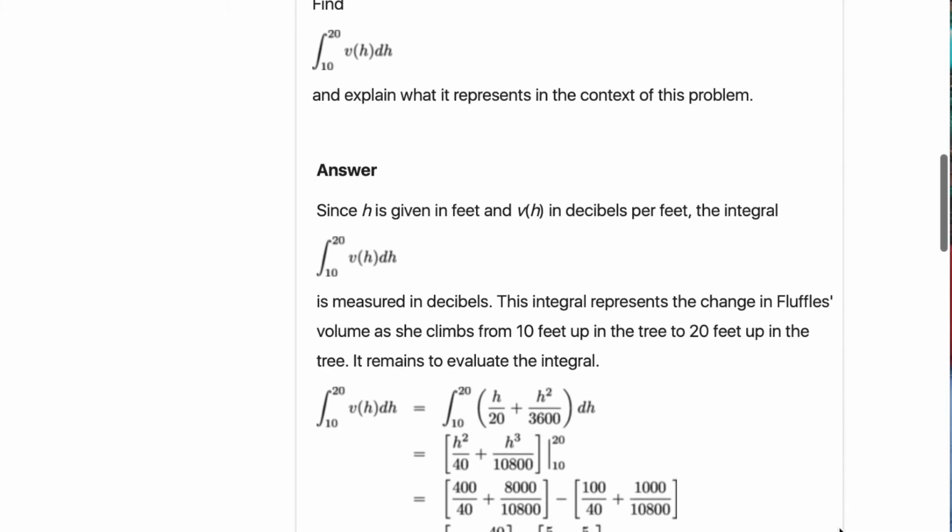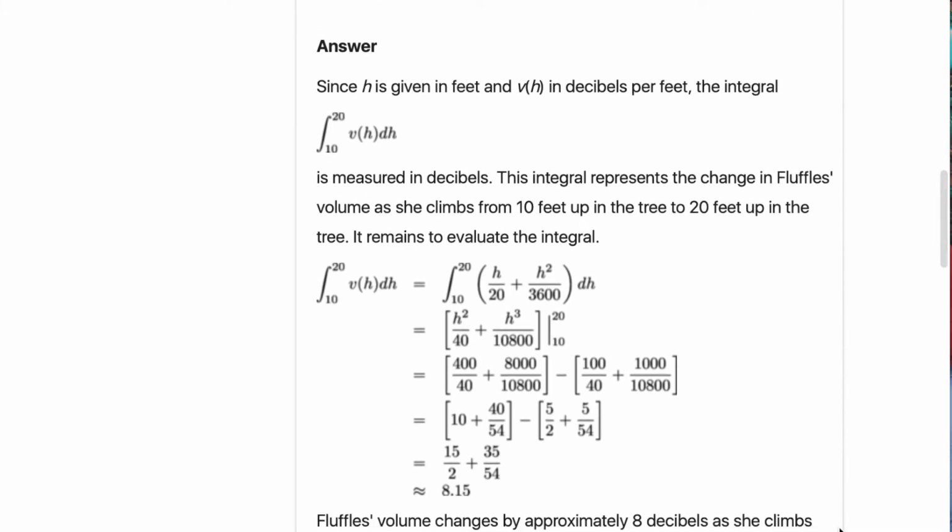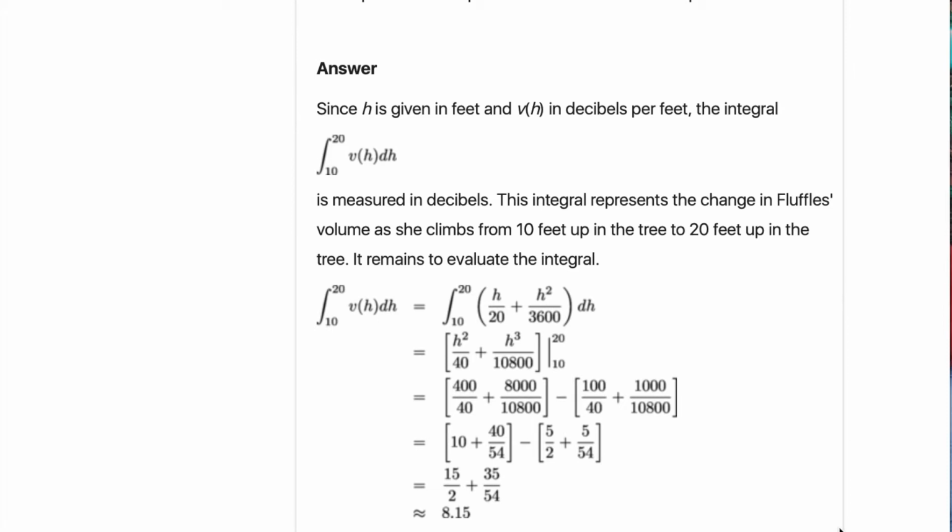So, since h is given in feet and V of h in decibels per foot, the integral is measured in decibels. This integral represents the change in Fluffle's volume as she climbs from 10 feet up in the tree to 20 feet up in the tree. It remains to evaluate the integral.